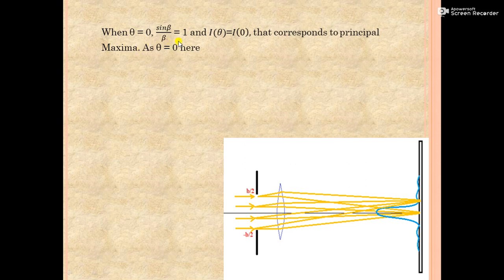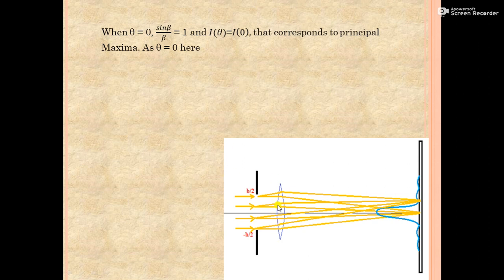When we have the expression I of theta is equal to I naught sin square beta by beta, when theta is equal to 0, beta is equal to 0. So sin beta by beta gives 1, and I theta is equal to I naught. That corresponds to the principal maxima, as theta is equal to 0 here. So it gives the principal maxima.